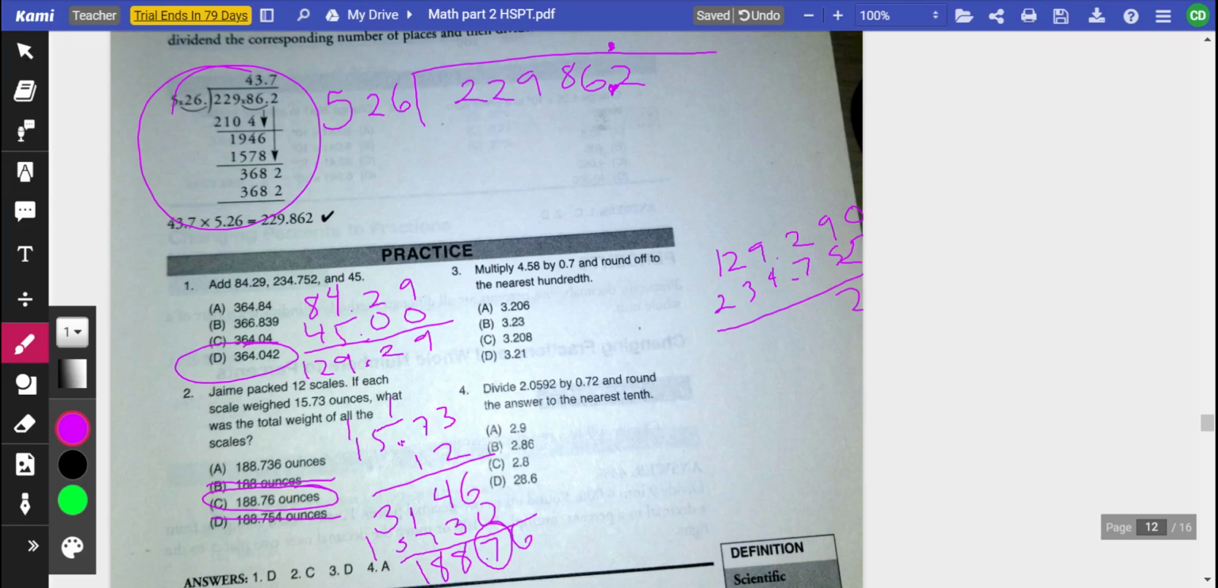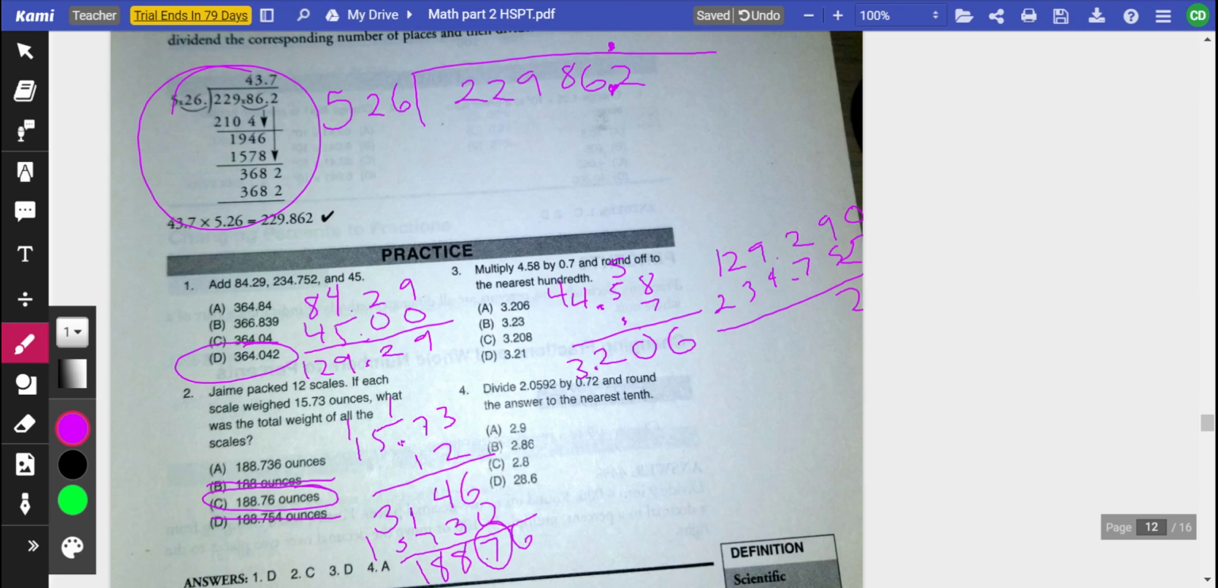Then for 3, they ask us to multiply 4.58 by 0.7 and round off to the nearest tenth. 4.58 times 0.7. So we're going to multiply. 7 times 8 is 56. 7 times 5 is 35. Plus 5 gets us 40. 7 times 4 is 28. Plus 4 is 32. How many decimal places? 1, 2, 3. 1, 2, 3.